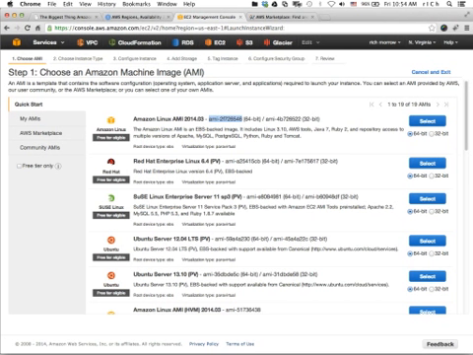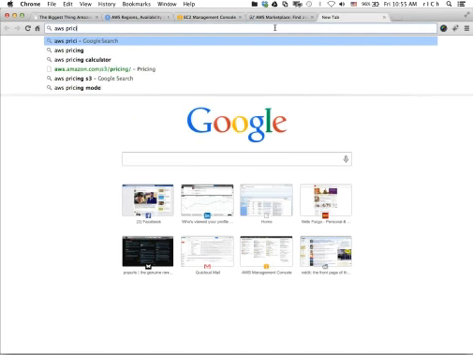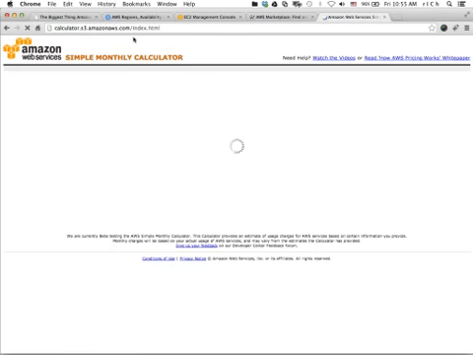Simon Knight has a good question here. I've looked at whether to move from a traditional DC to AWS before, but found it very difficult to figure out how much AWS would cost per year. That's a really good point. Yes, there is a fantastic tool that helps you figure that out. You can just Google AWS pricing calculator, which is what I always do. And you'll see this simple monthly calculator.